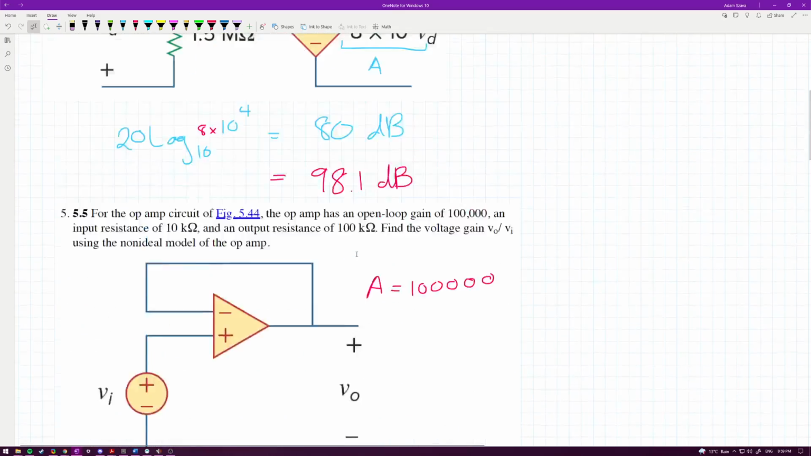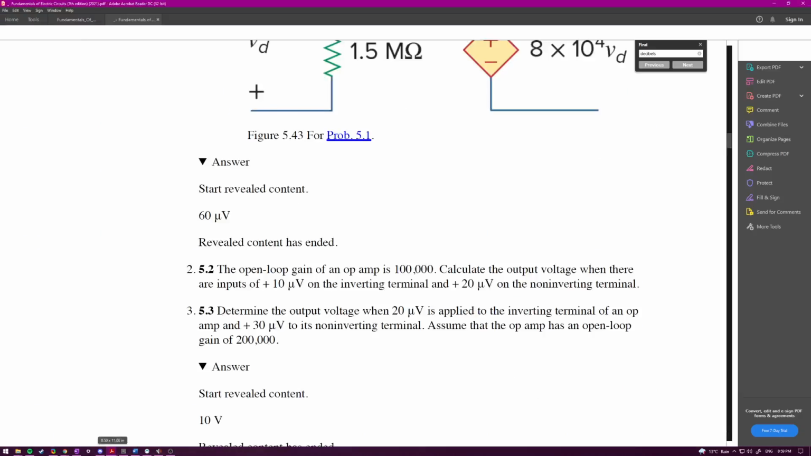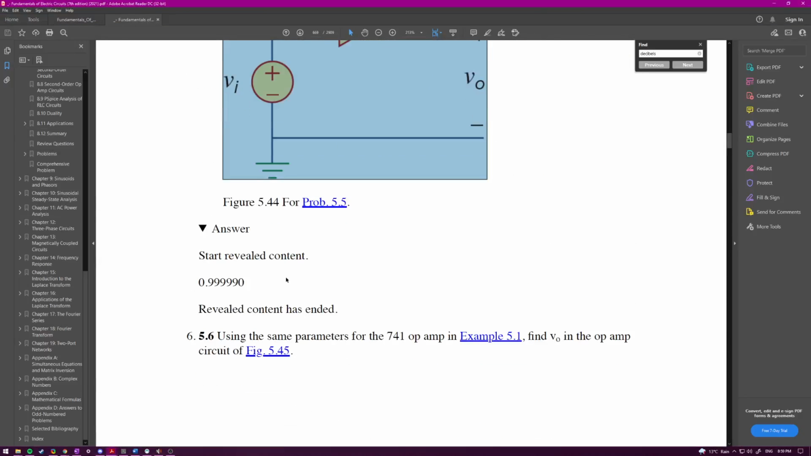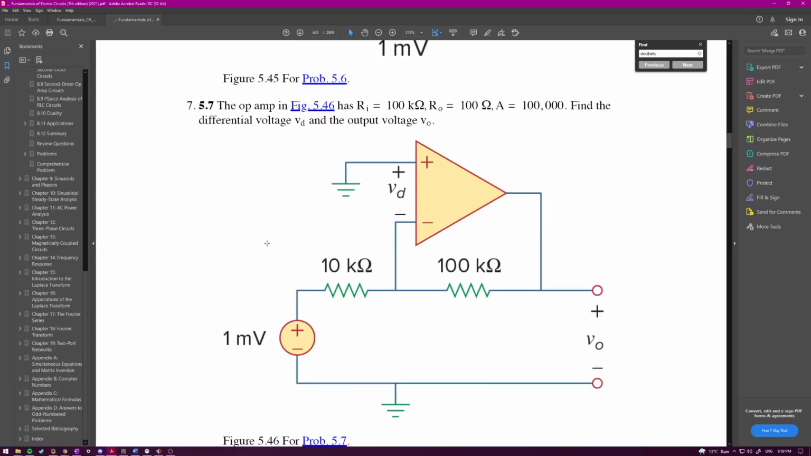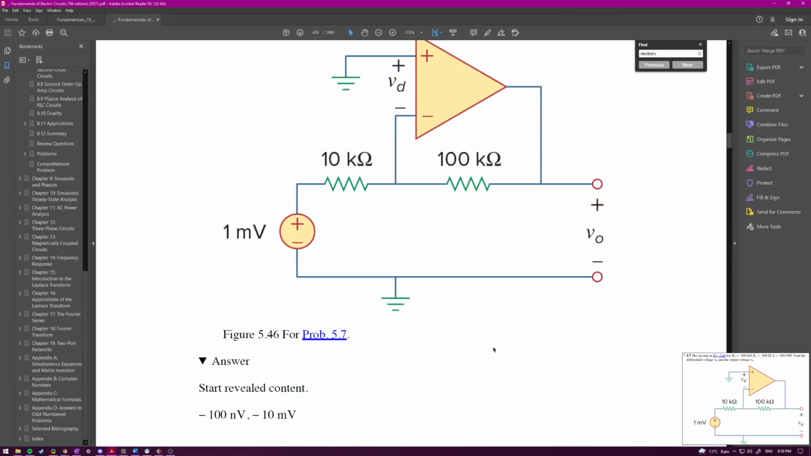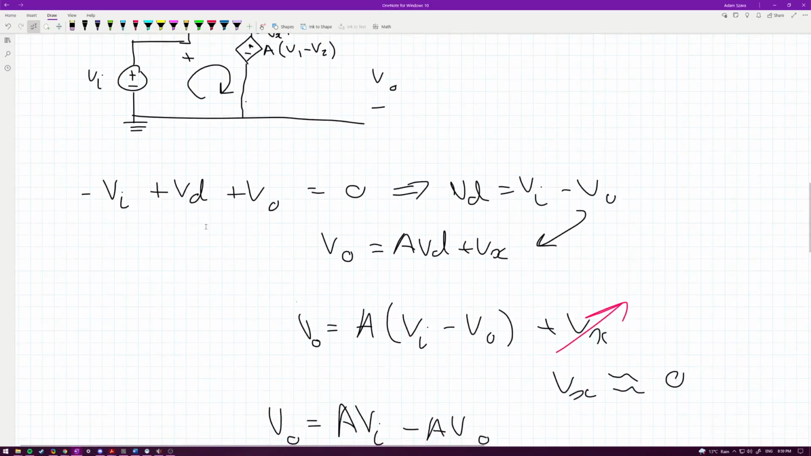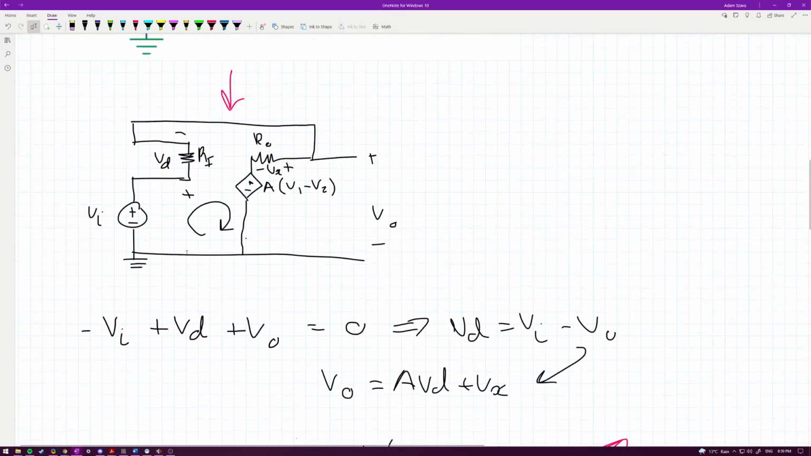Okay, 5.7 is next. Sorry, I just have one quick one. That first equation you got, negative VI plus VD plus VO equals 0, that's through KCL? Or KVL? KVL. I always say the wrong one too. But yeah, KVL.